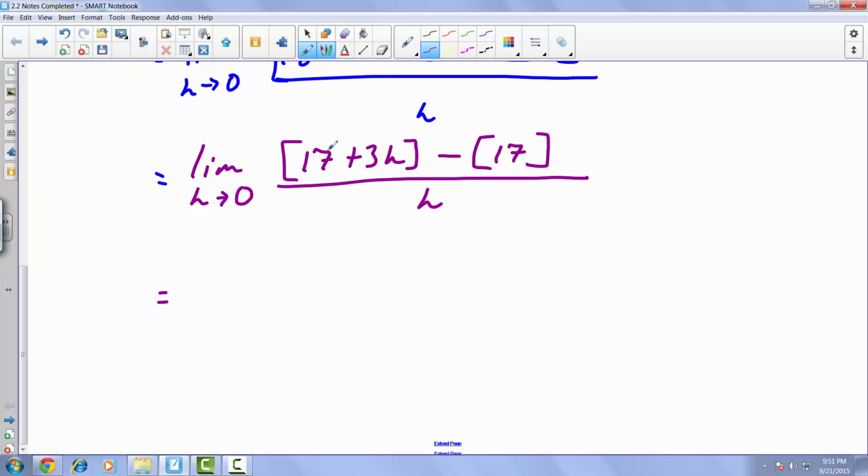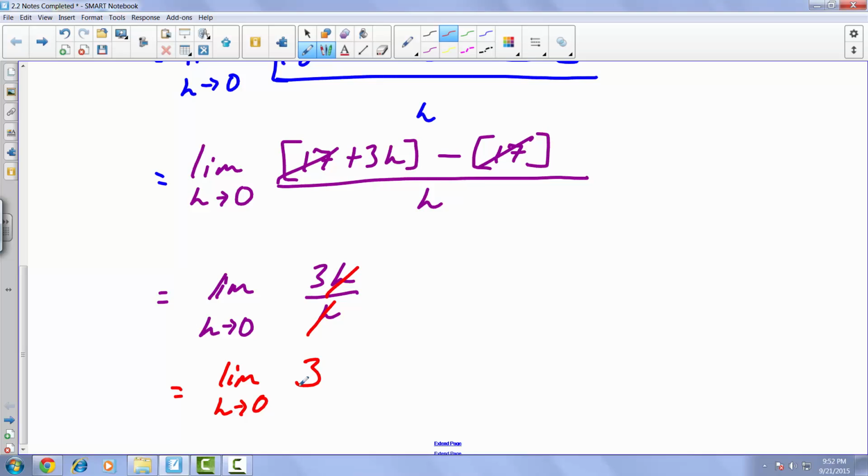Which simplifies down to the 17s canceling out with one another. So then we end up with the limit as h goes to 0 of 3h over h. And we can notice that these h's actually end up canceling out, leaving us then with just the limit as h goes to 0 of this constant 3. And as a result, the limit as h goes to 0 of that constant would literally just be that constant. So this limit then comes out to be 3. So again, that is example 1, and using that definition of our derivative from our 2.2 set of notes.